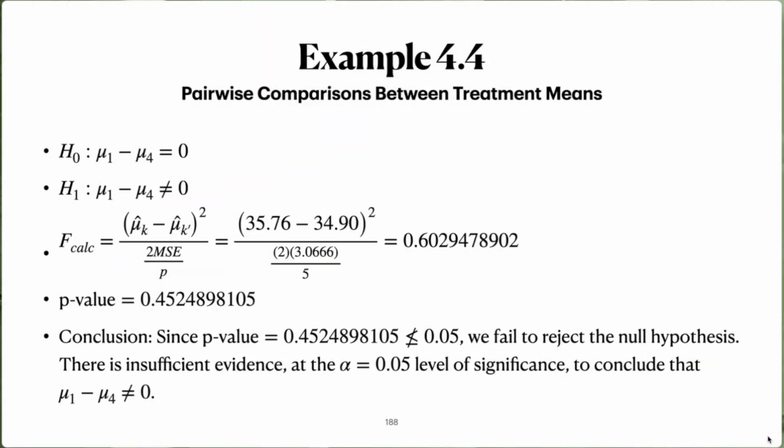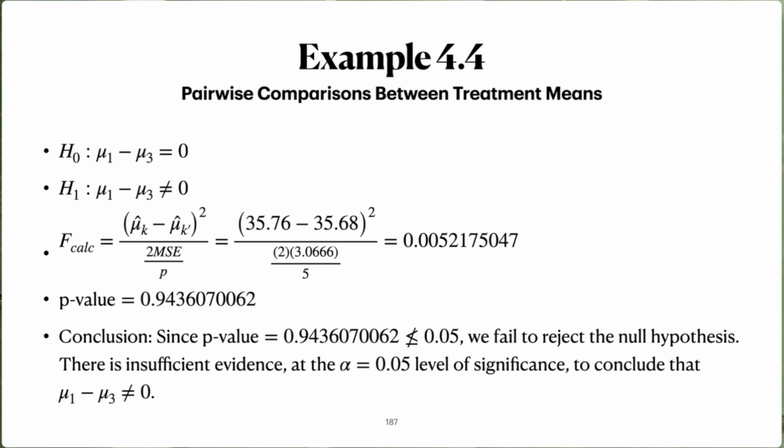All right, the next comparison is between treatment means 1 and 3. Remember that A, B, C, D, and E, instead of using the letters in this notation here, we're using 1, 2, 3, 4, and 5. So 1, 2, 3, 4, and 5 correspond to A, B, C, D, and E, respectively. So now the next pairwise comparison is a comparison between mu1 and mu3. All right, the null hypothesis being that the difference is 0 against the alternative that it's non-zero.